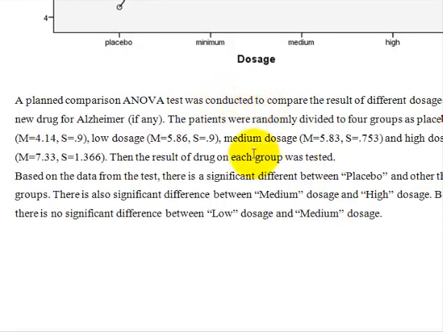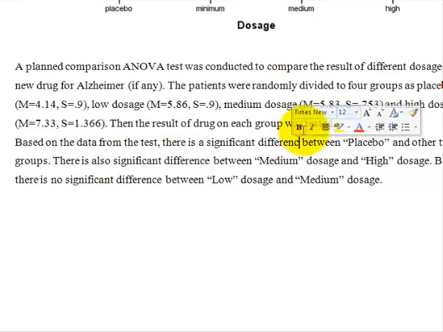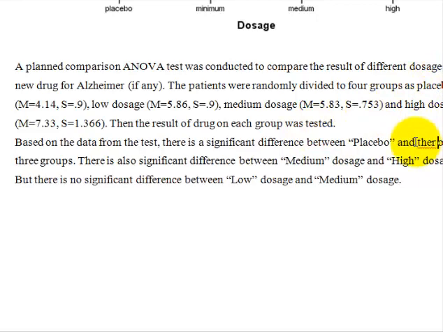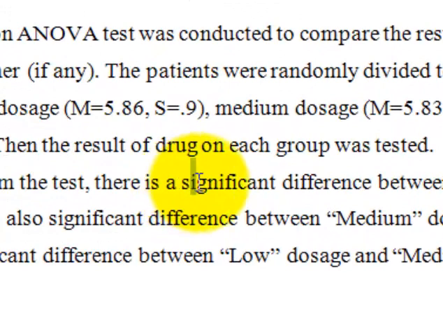Okay, a plan comparison was conducted to compare the results of the different drug. The patients were run in four groups, placebo, and so on. Okay, so far so good. Based on the data, the test, there is a significant difference. Let me fix that for you. Difference between placebo and the other three groups. That's fine. But now here's APA formatting.